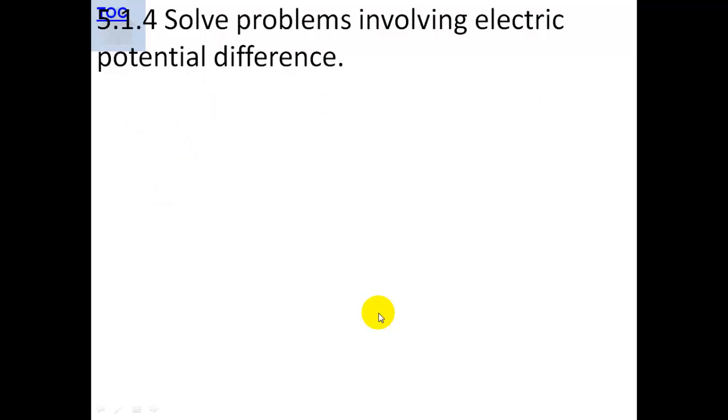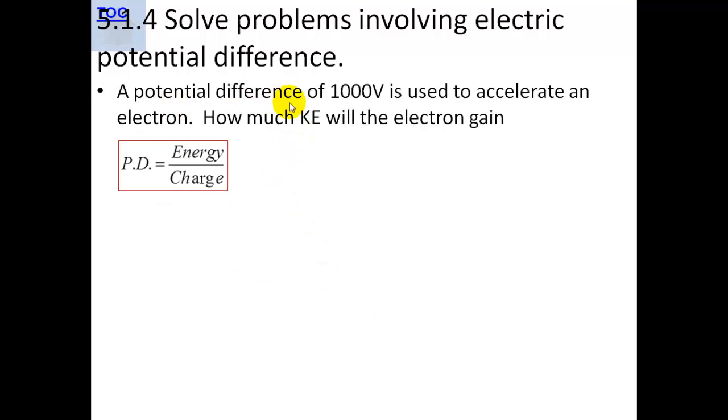Another example. A potential difference of 1000 volts is used to accelerate an electron. How much kinetic energy will the electron gain? Here again, potential difference times charge. This time we're going to use electron volts. Potential difference is 1000. The charge is 1 electron. So the energy gained is 1000 electron volts. That's easy.